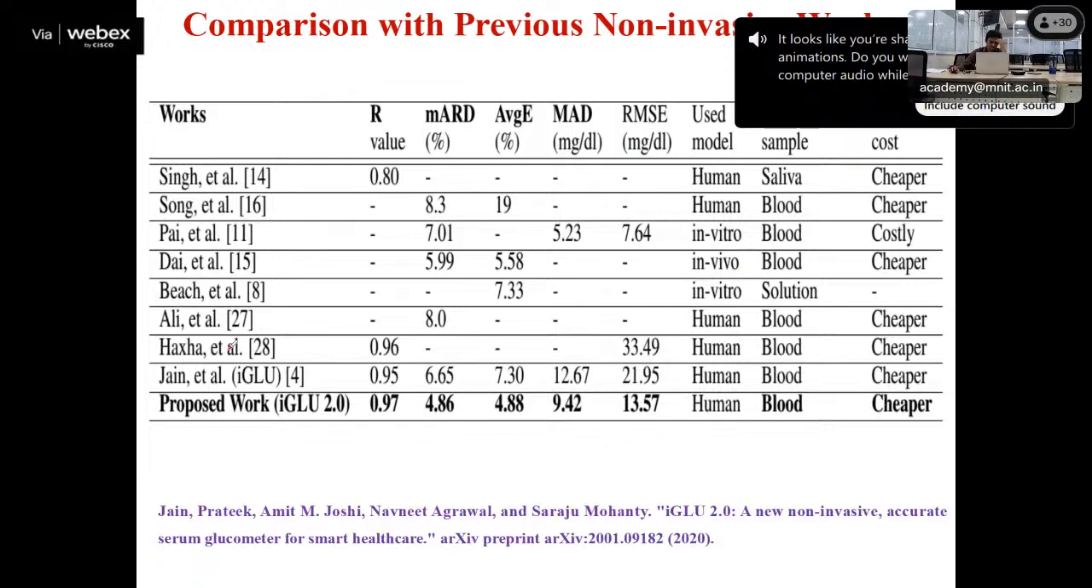Now here you just observed that we have compared the results in terms of error measurement with other similar work, where we have outperformed in every other case.